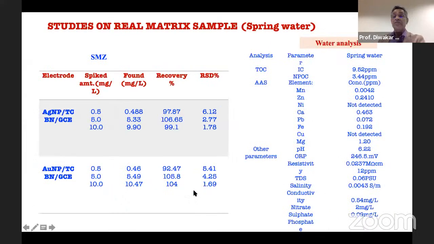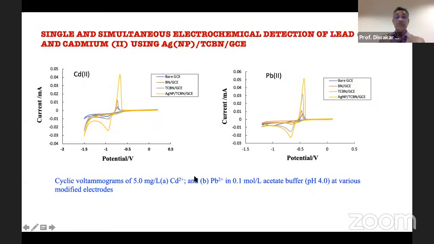This is for sulfamethazine in the spring water that we collected, and again we used it for the detection of sulfamethazine. Here again, we obtained a good recovery with good RSD values.